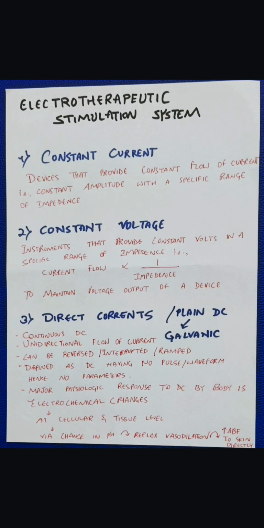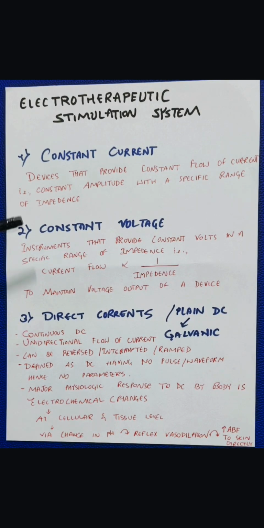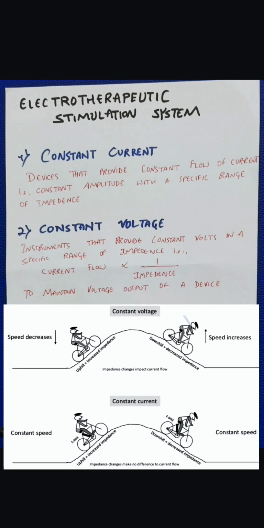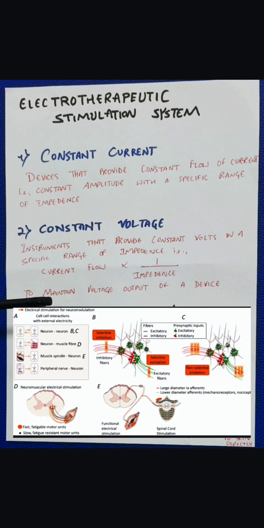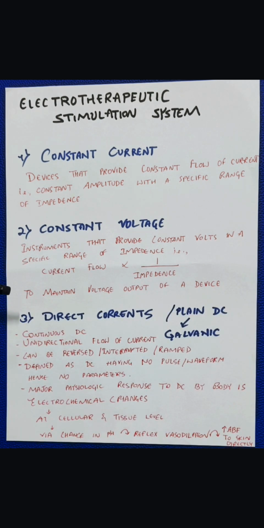Electrotherapeutic stimulation system. Let's understand some basics about different types of currents we have in our electrotherapy. Constant current devices produce a constant flow of current, that is constant amplitude, within a specific range of impedance. Constant voltage instruments provide constant voltage within a specific range of impedance, so current flow is inversely proportional to impedance. And these maintain the voltage output of a device.